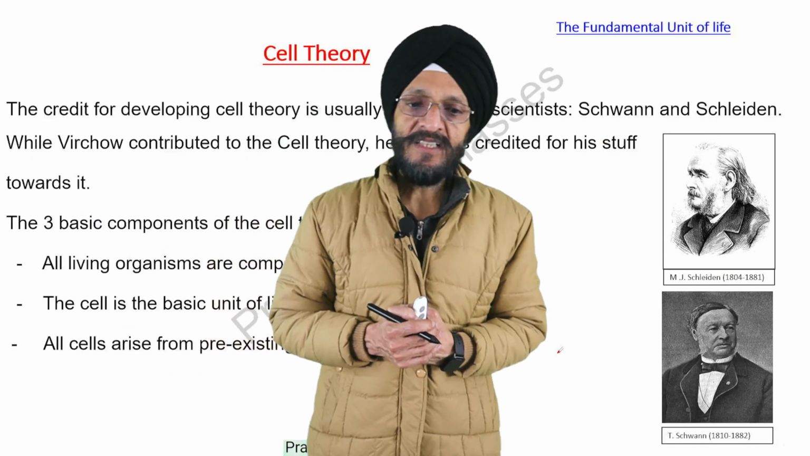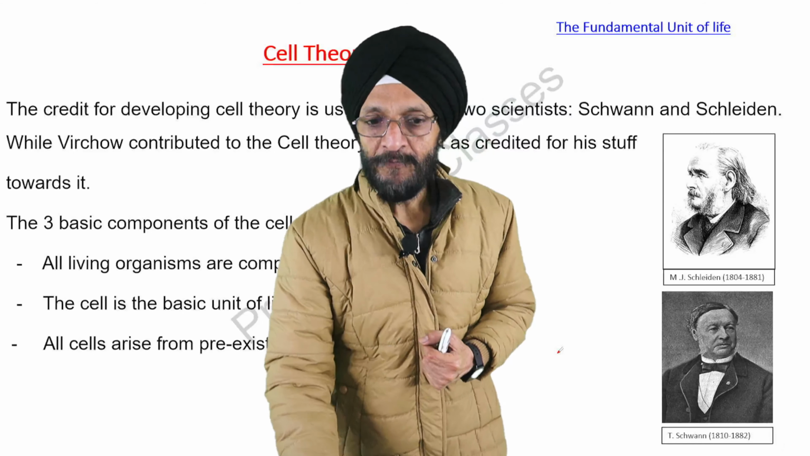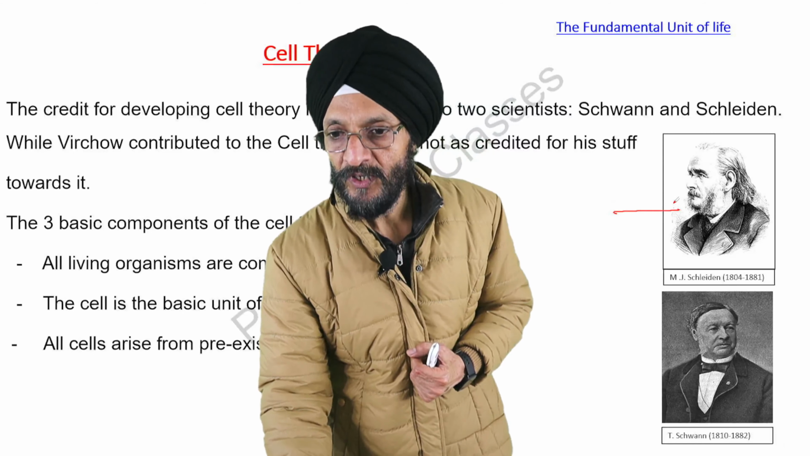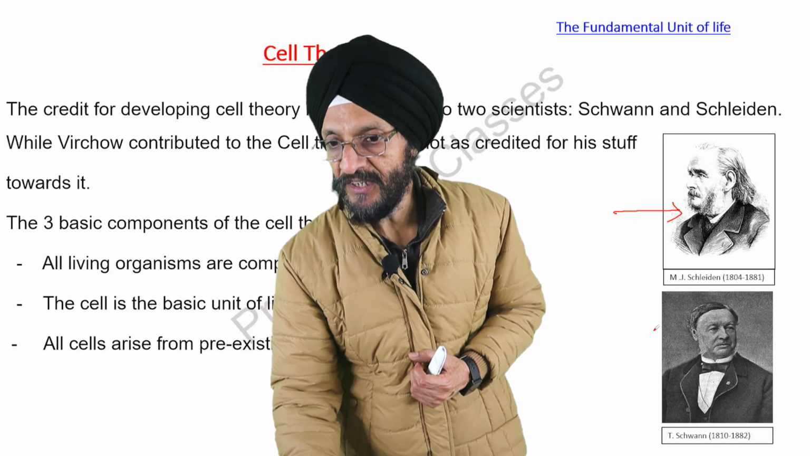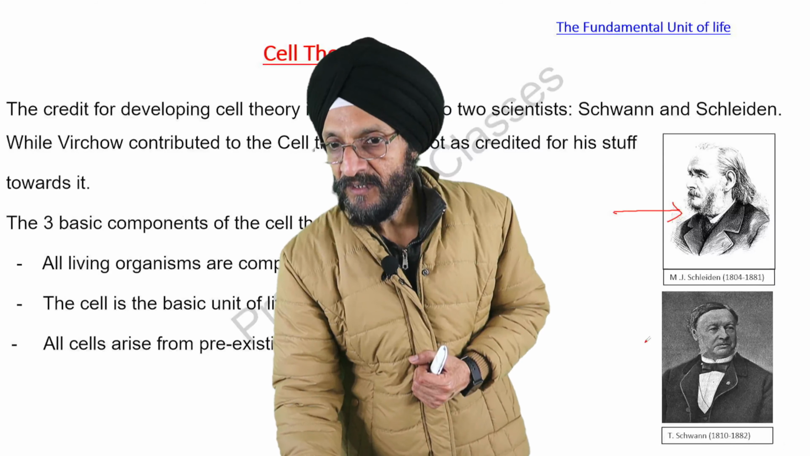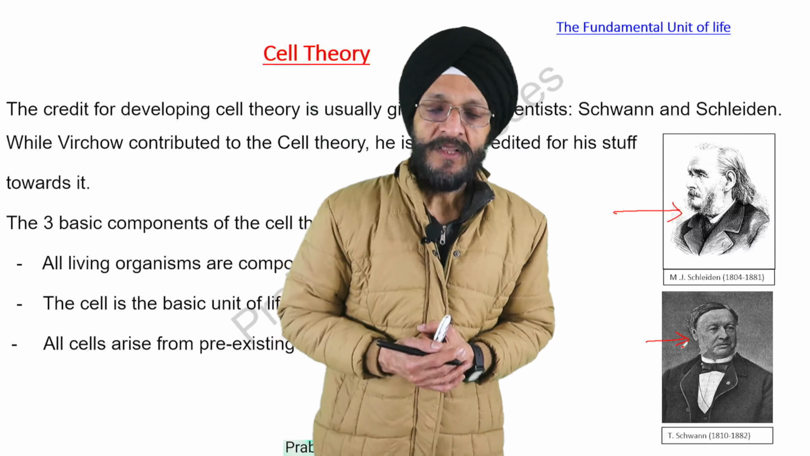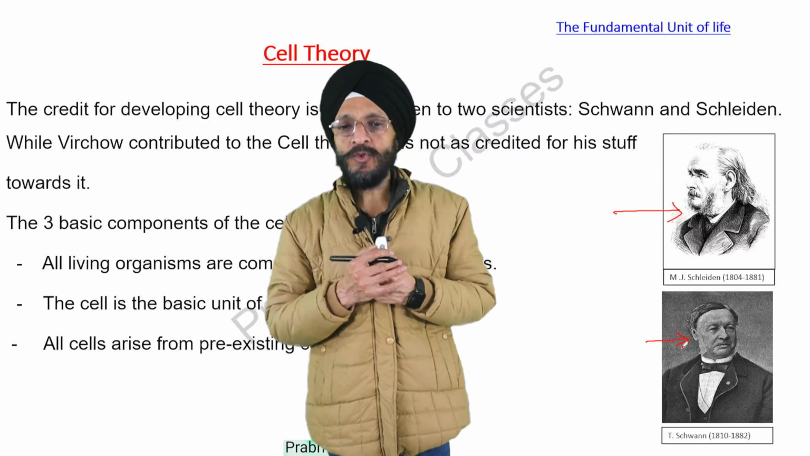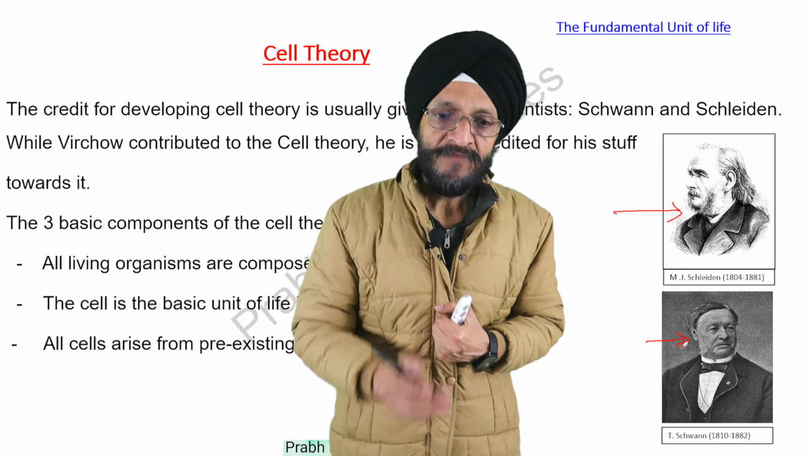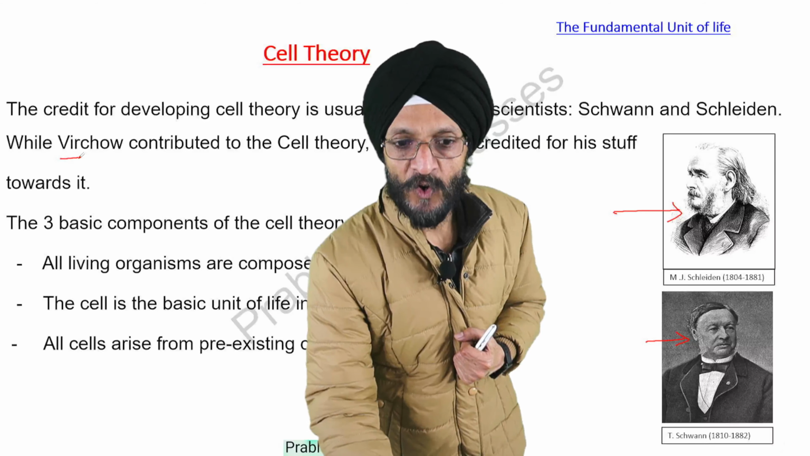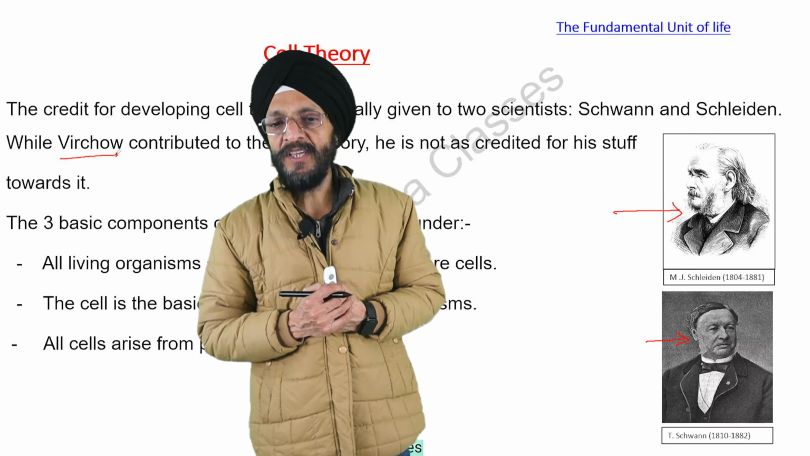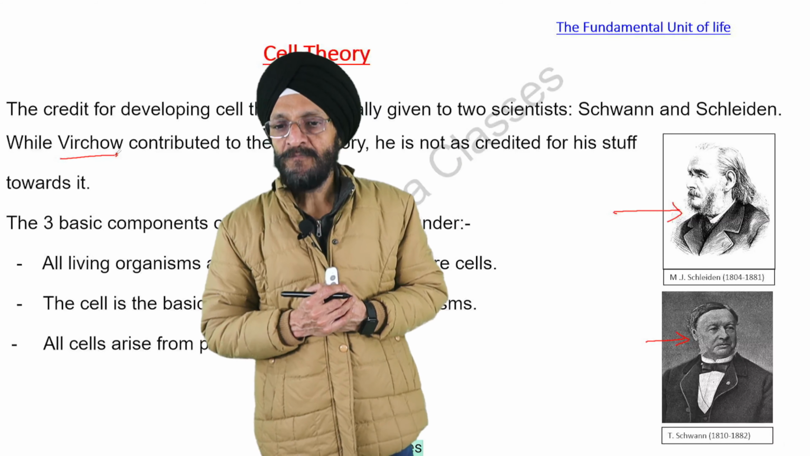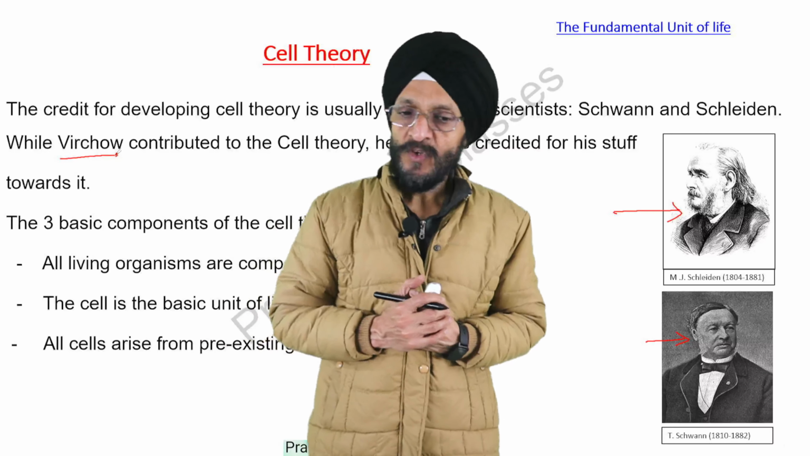Next is cell theory. The credit for developing the cell theory is usually given to two scientists, Schleiden and Schwann, while there is also another scientist, Virchow, who contributed to the cell theory, but he is not as credited for his work towards it.